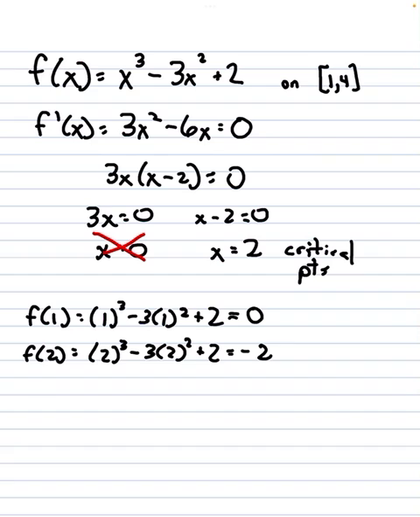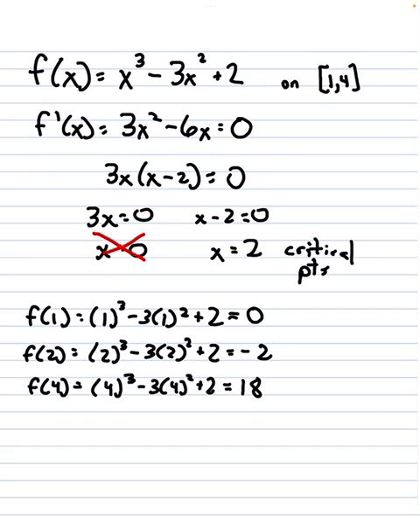And now we want to evaluate this at f of 4. So if you notice, we evaluated this at both endpoints and the critical point, but we omitted the 0 because it was not included in our interval. So f of 4 is equal to 4 cubed minus 3 times 4 squared plus 2. 4 cubed is 64. 64 minus 48 is 16. And 16 plus 2 is 18.